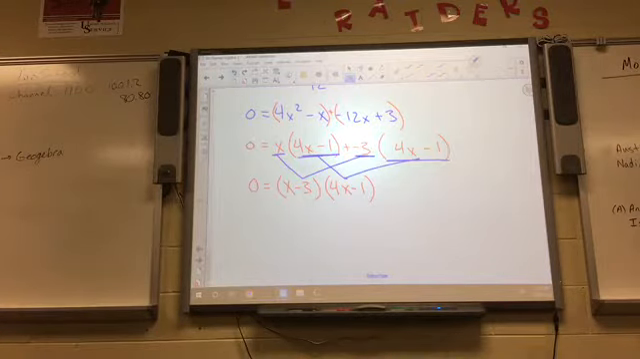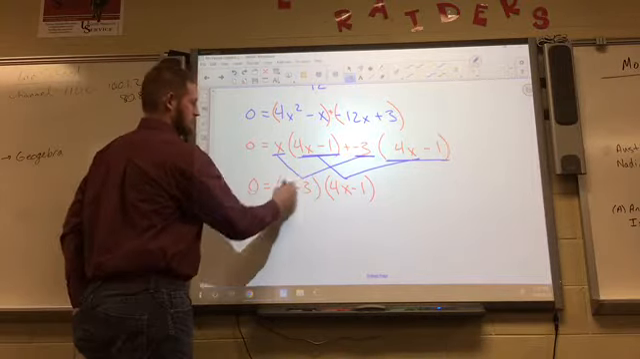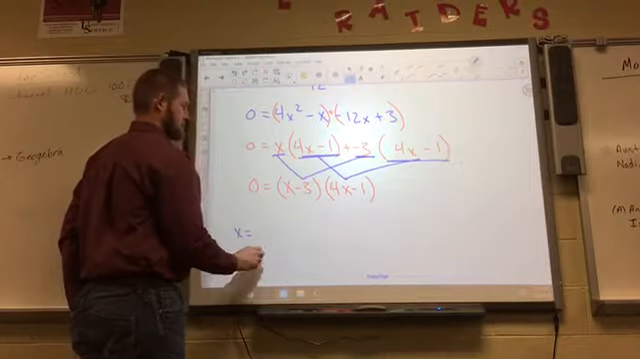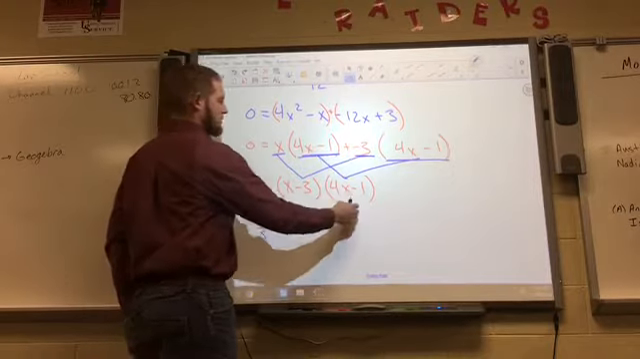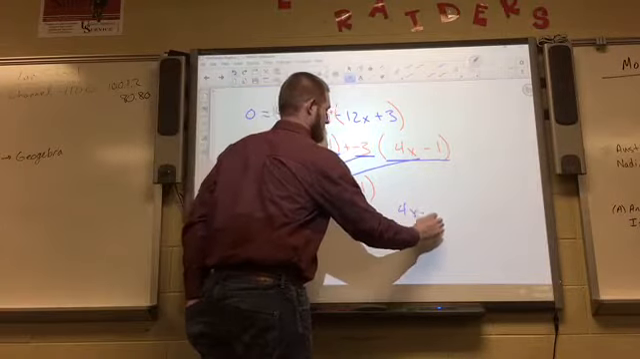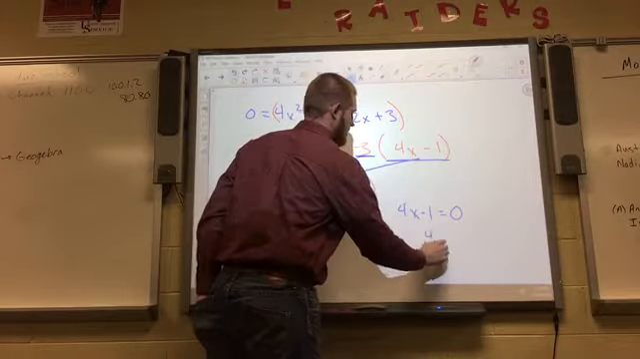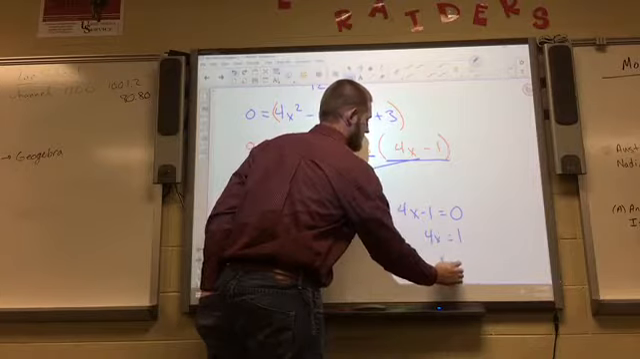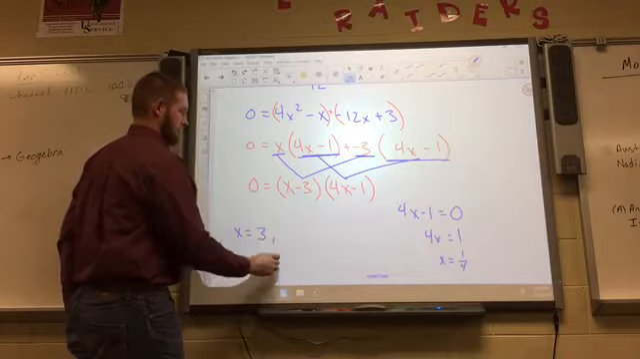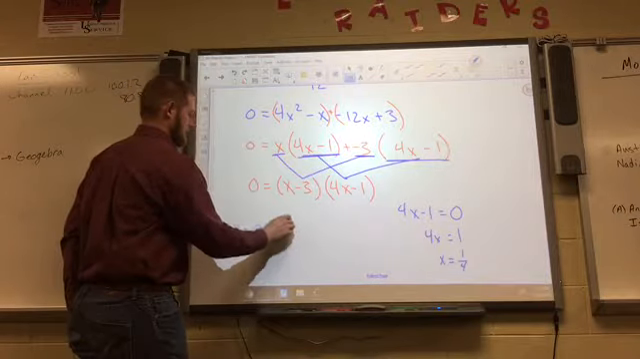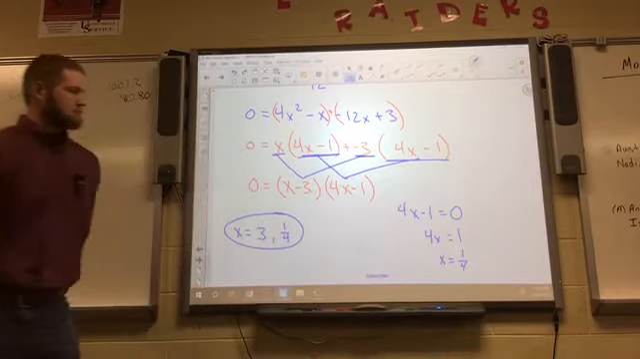Now, I still have not found my solutions. Hopefully this one's easy for you. That's going to give me x equal to positive 3. This one will. But that one could be a little harder, so I'm going to do 4x minus 1 equals 0. Add 1. 4x equals 1. x equals 1/4. So my solutions are positive 3 and positive 1/4. That one was much harder. That's okay. I expected that to be harder.